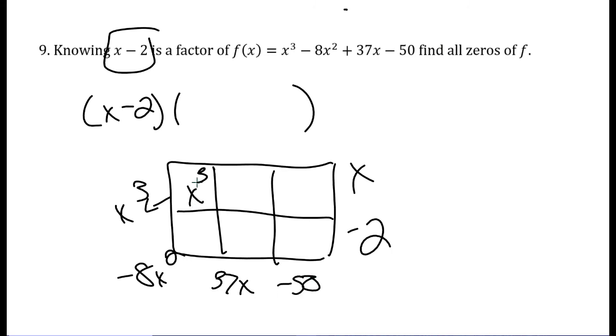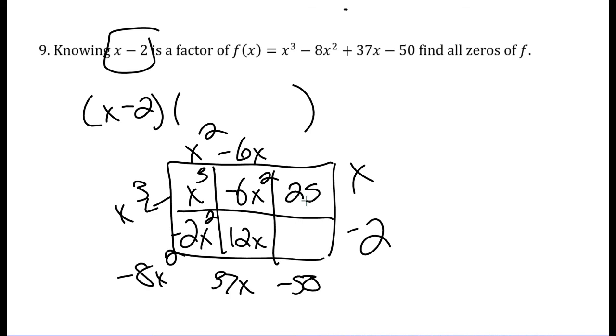You can use long division as well. What times x is x cubed? x squared. That gives me negative 2x squared, so I need negative 6 of them to continue on. Minus 6x, positive 12x, so I need 25 of them to get to 37. So 25x. I have a 25 up top, which gives me a negative 50. I get a remainder of 0 because it is a factor, so we're good. So I now know that it factors as x minus 2 times x squared minus 6x plus 25.